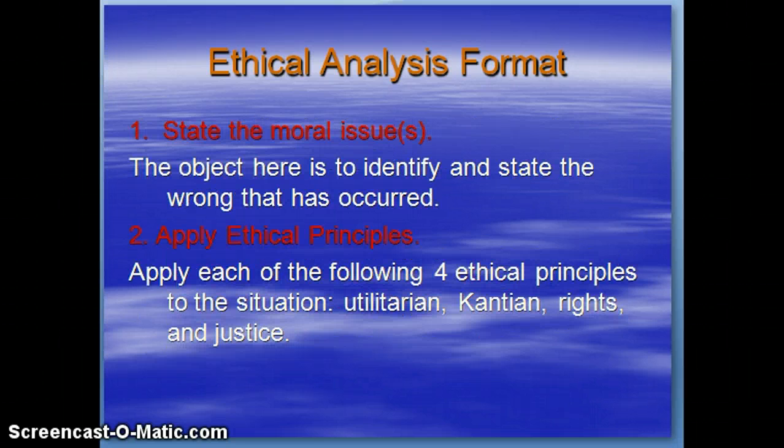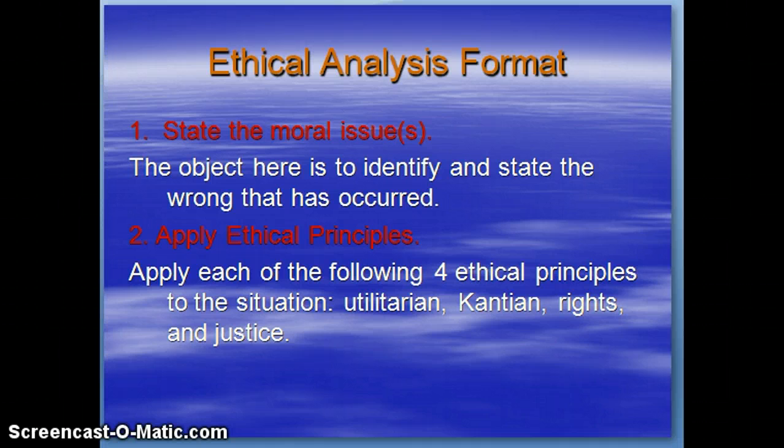The first step in the ethical analysis format is to state the moral issues. The objective here is to identify and talk about the facts of what ethical theory has been violated, what basically went wrong. The second part is to apply the ethical principles to that set of facts of what went wrong.